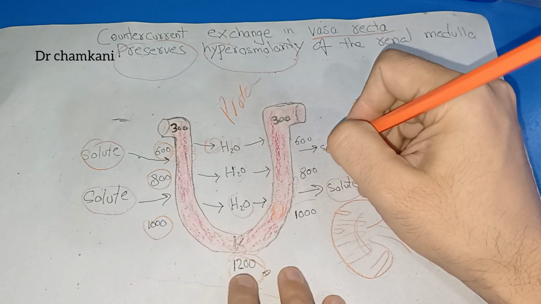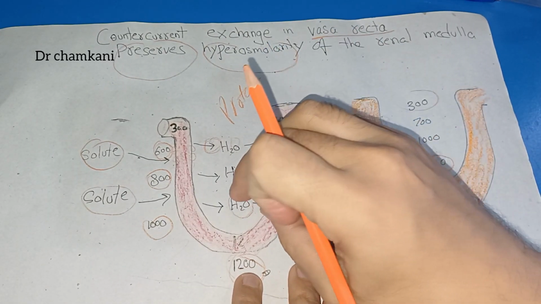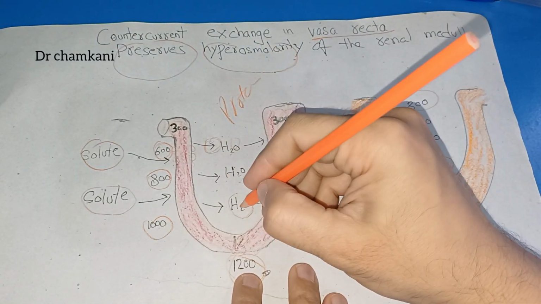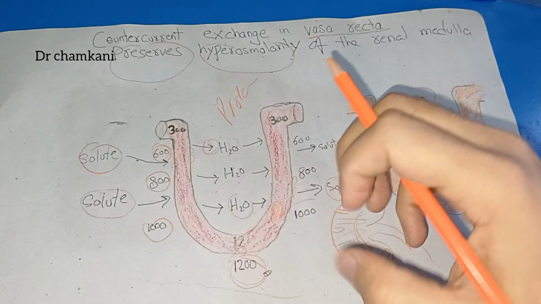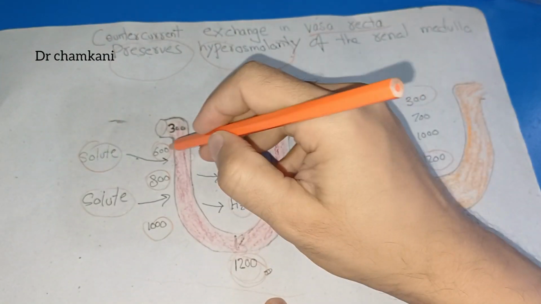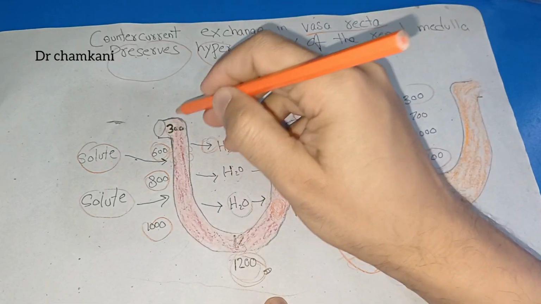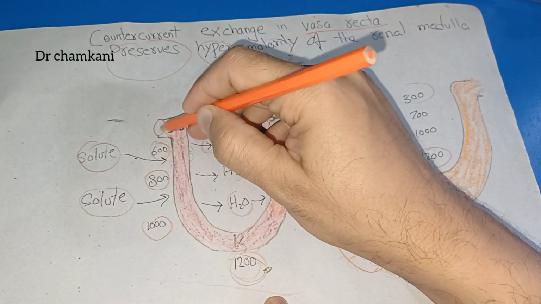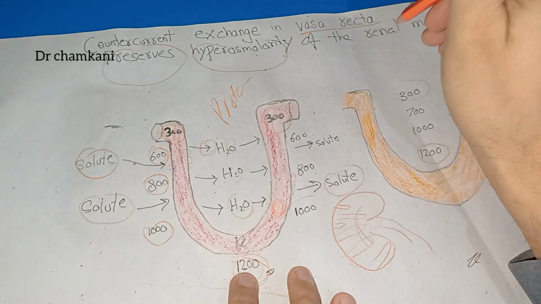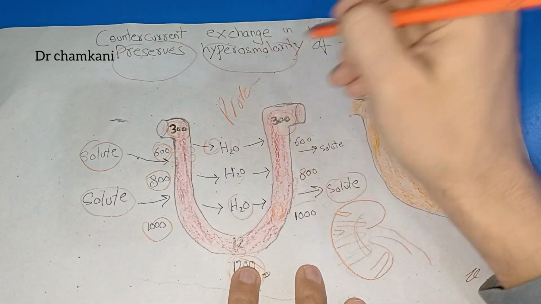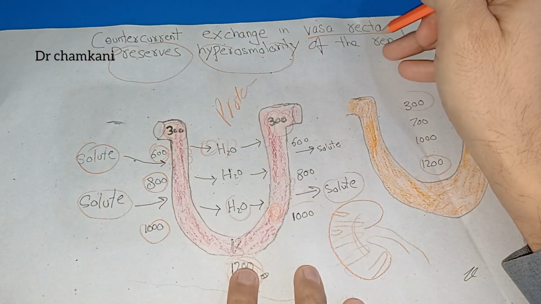So they move out, and the concentration of water here is high, so water starts entering again. So there is no net change in the osmolarity of the medulla. Whatever osmolarity of the plasma was here has been achieved again here, and this way it preserves the hyperosmolarity of the renal medulla. This is basically achieved with the help of the U-shaped form of the vasa recta.